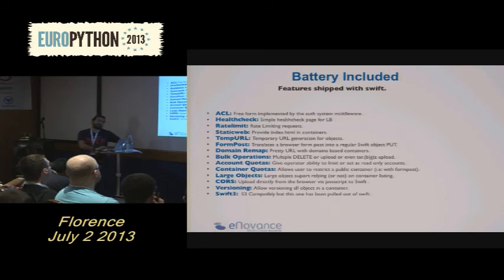So that's a big dumping of features that we have. By default, we have a lot of different features that ship with Swift. Where do I start? All the stuff that you expect, like quotas, account quotas, or container quotas. Large objects is a feature that works a bit differently on Swift.